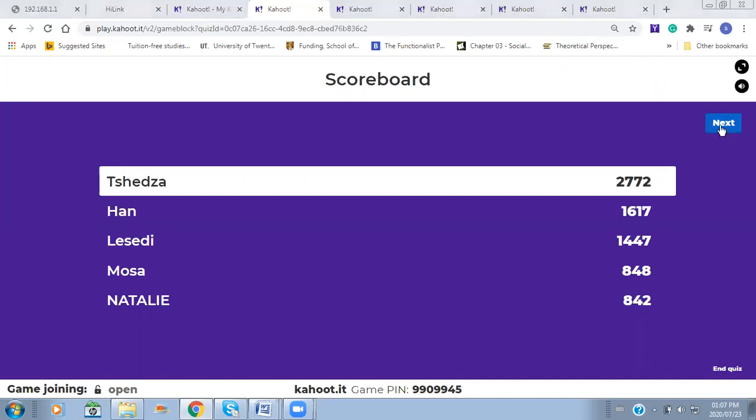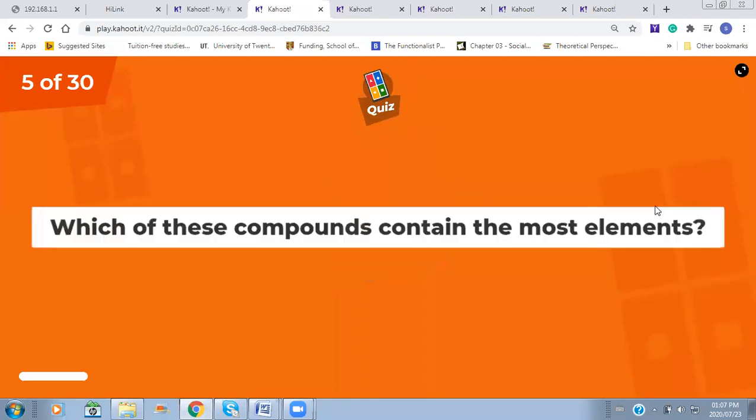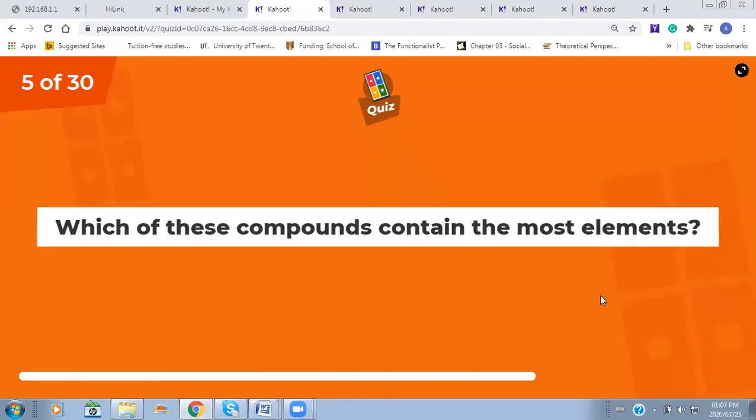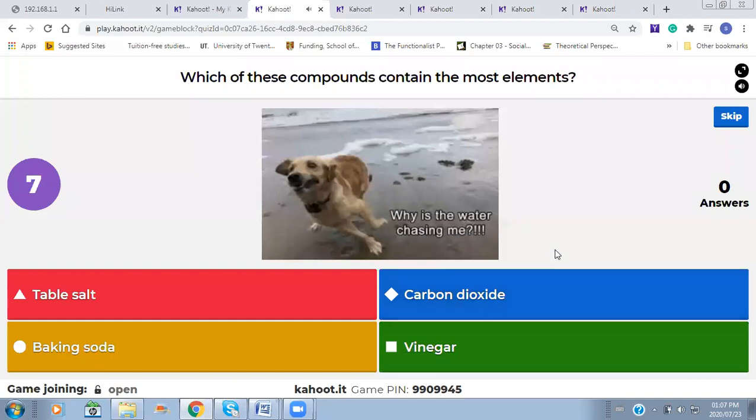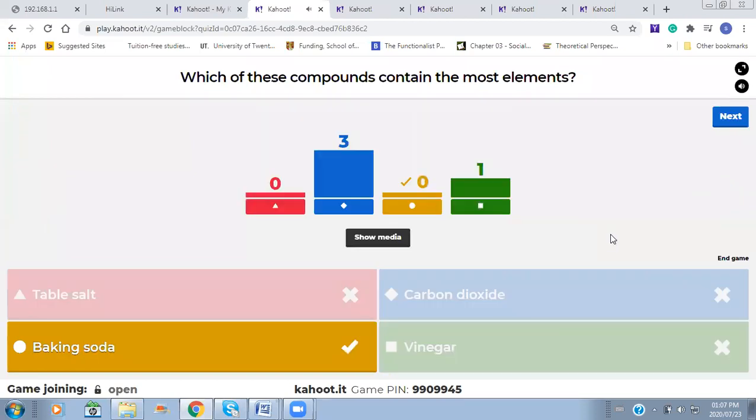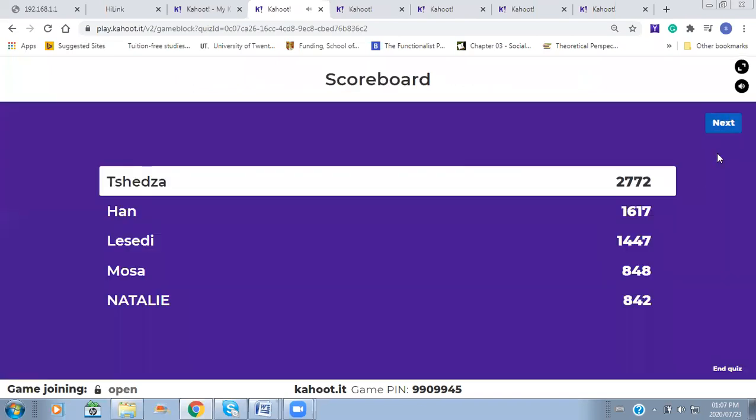All right. Okay, let's go on. Which of these compounds contain the most elements? A, table salt; we have got carbon dioxide; we have got baking soda; and we have got vinegar. Which of them has the most metals? You all got it wrong. Okay, let's go to the next. So the scoreboard still remains the same.